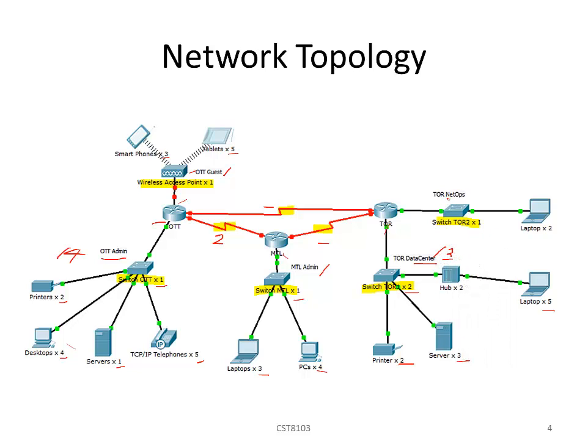Now the Toronto net operations. So for laptops we need 2. And the switch 1 plus, again, let's not forget the IP address that we must assign to our router interface. So 2, 3, 4. So netops is 4.